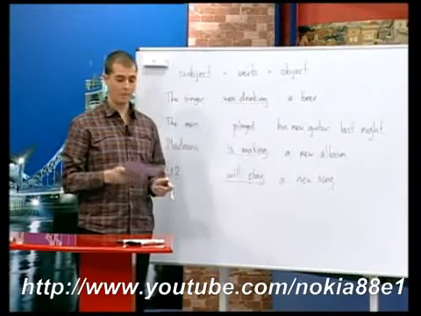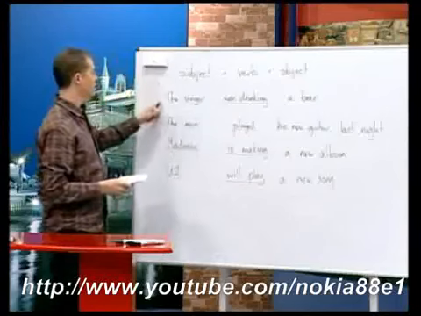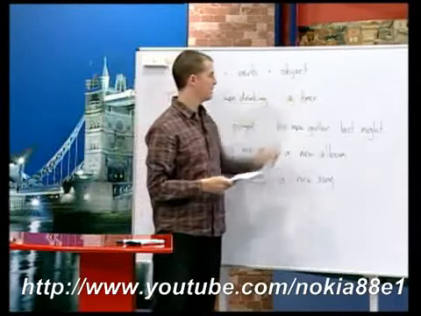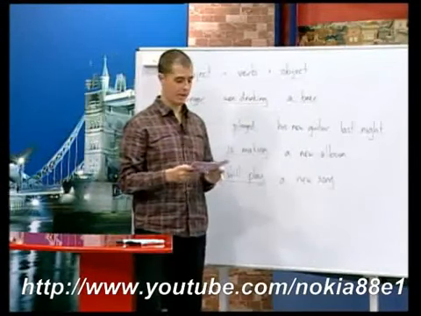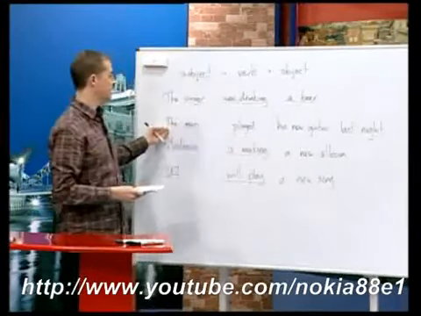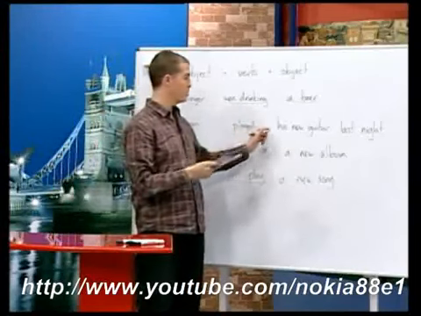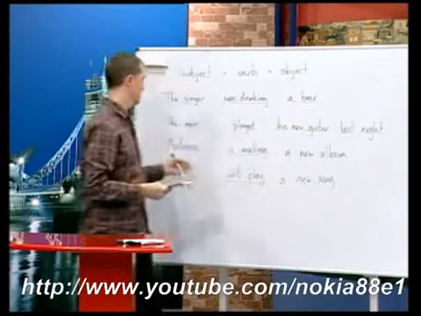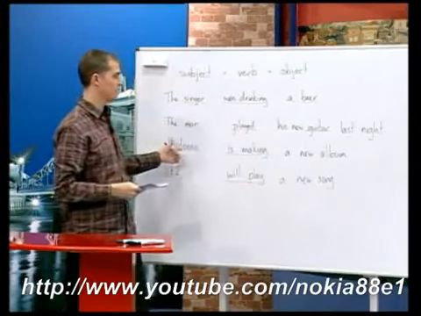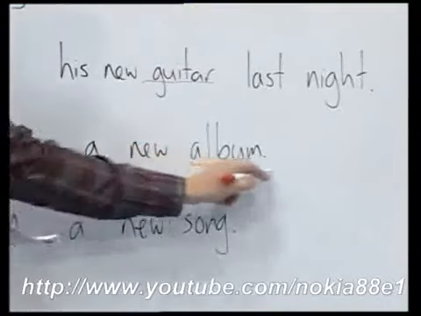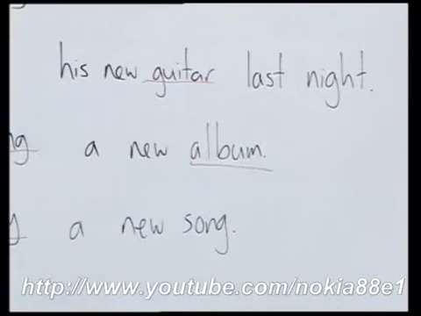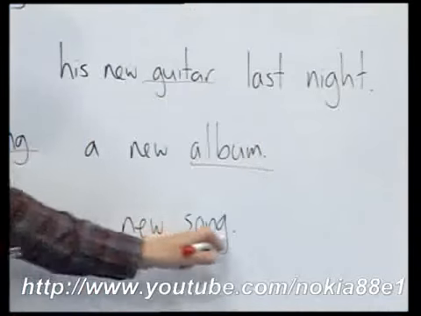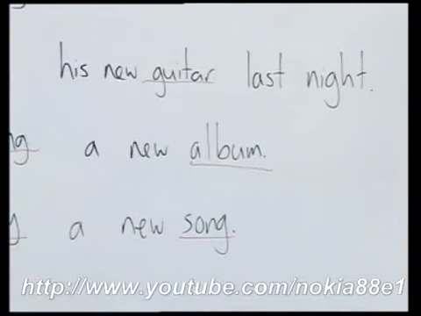Now let's look at the objects. In the first sentence, a beer is the direct object. In the second sentence, his new guitar is the direct object. The third sentence, Madonna is making a new album. And the last sentence, a new song is the object.